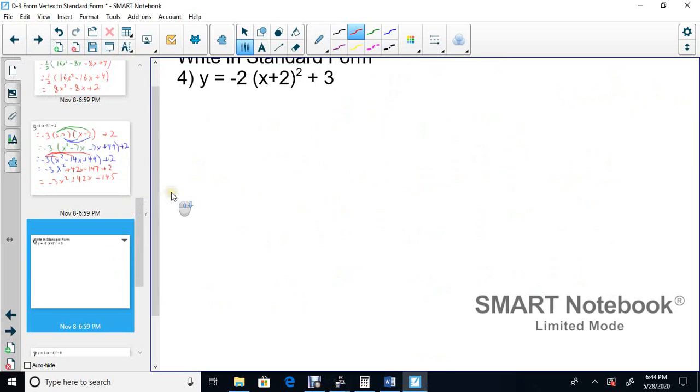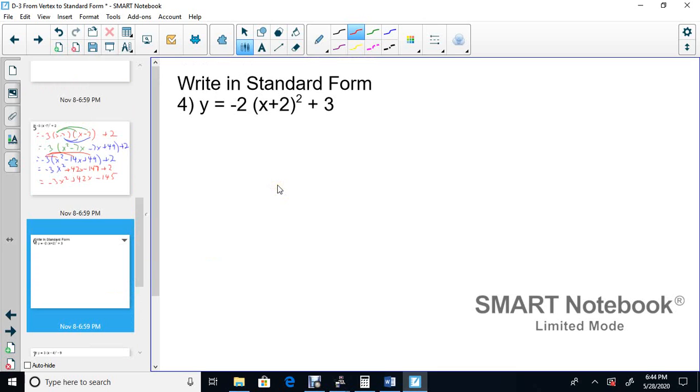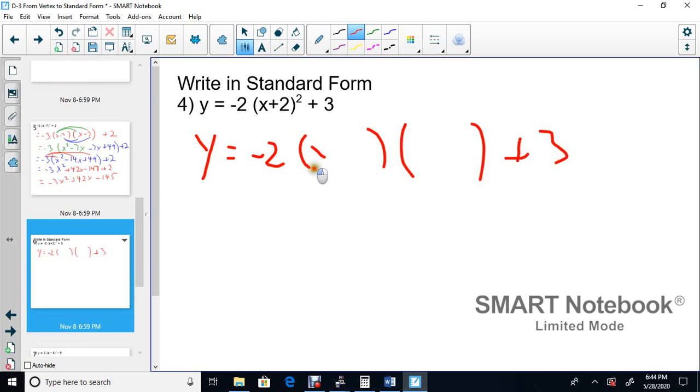So here, write in standard form. We did all that work. Now we're going to do two of these where we write in standard form. So let's go y equals negative 2. We put the bracket twice and plus 3. So we put x plus 2 twice, x plus 2 again.